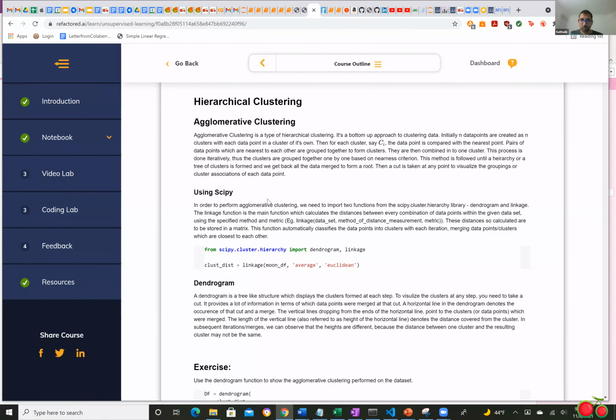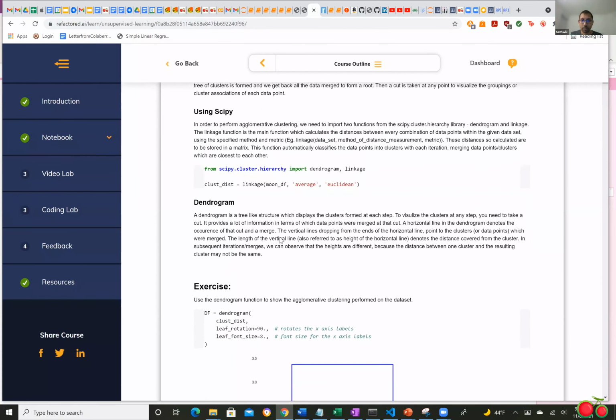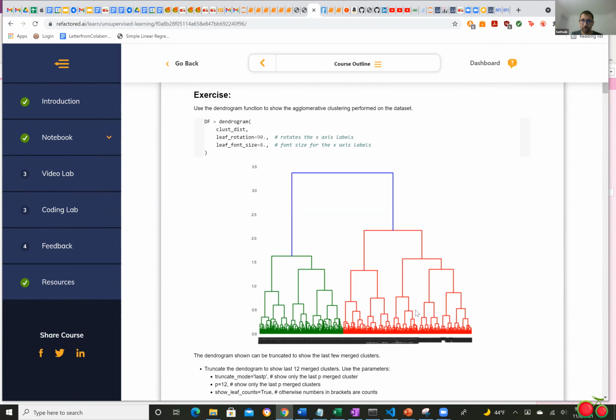Now, this kind of approach is visualized in the form of something called a dendrogram. And this is what is called a dendrogram. This is how it looks. You guys seeing this, right?